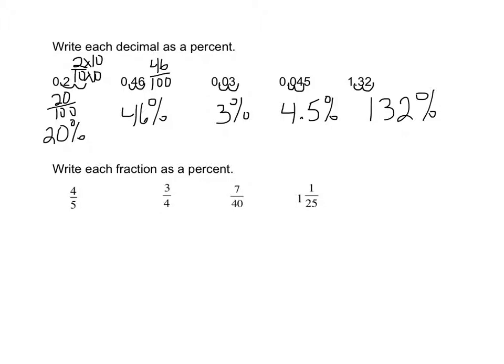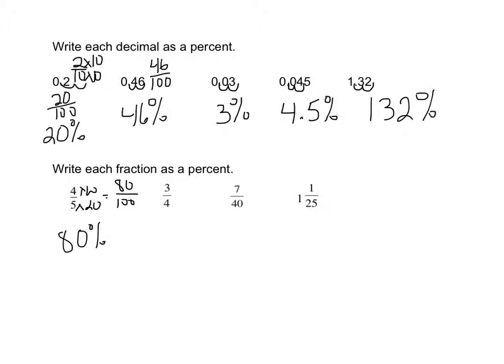Lastly, we want to write each fraction as a percent. Well, the easiest way to do it is if you can get your denominator equal to 100. That's a pretty easy way to do it. So like here, 5 times 20 is equal to 100. So now I would do 4 times 20, which would be 80. So it would be 80 out of 100, which would be 80%.